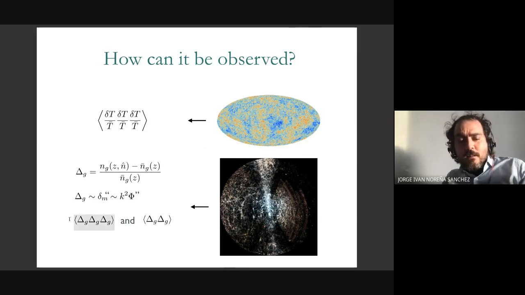Or you can look directly at the 3-point function. Now the 2-point function is very promising, but it has a problem that the amplitude of this effect depends on your biasing, on your halo formation. So you have additional free parameters that you cannot disentangle from the value of FNL. So if you want to disentangle it, you need also the galaxy 3-point function.